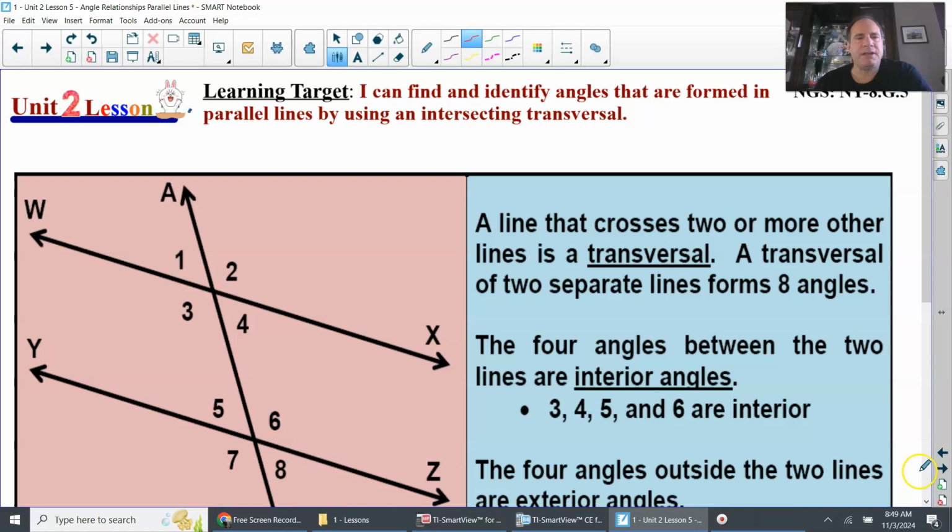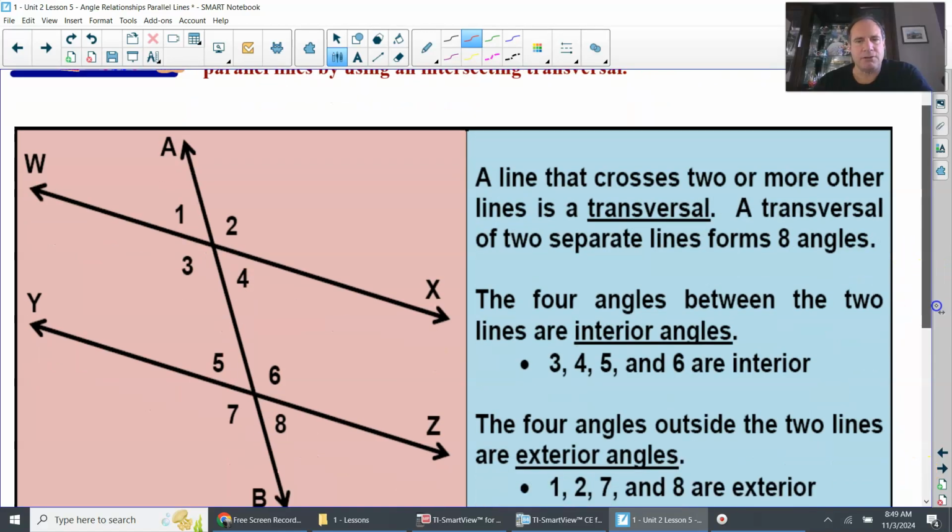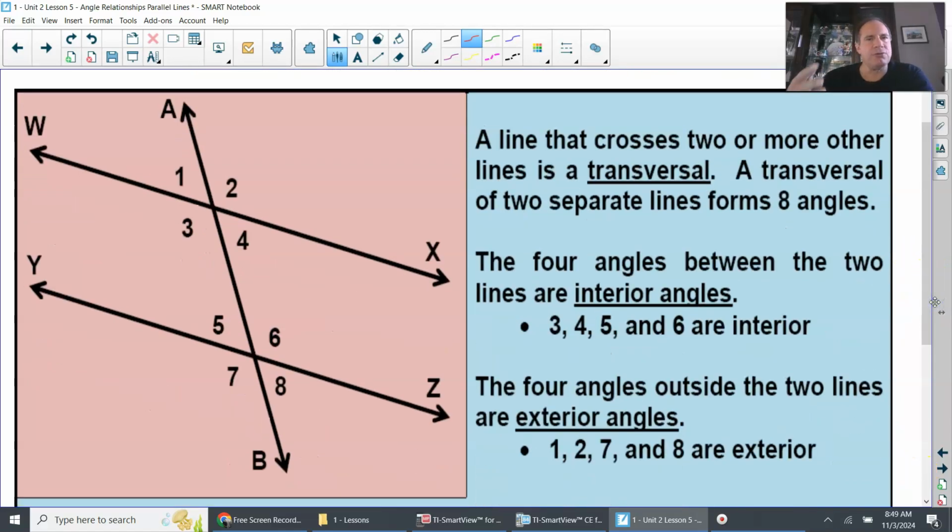All right, I have another video that you can look at where I go through all of the angle terminology and everything. So watch that video, and it'll help clear things up a lot.